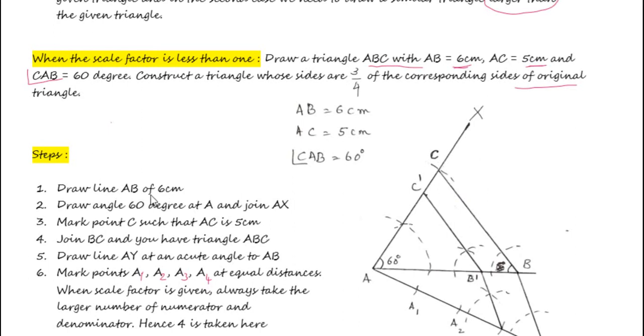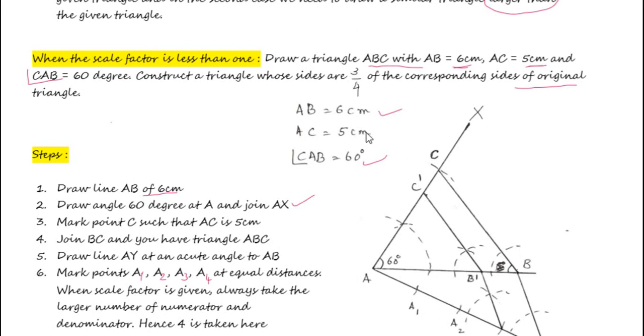Draw the line AB, 6 centimeters. AB is 6 centimeters. Then what is given? You have drawn AB. AC is 5 centimeters. Angle CAB is 60 degree. How to draw 60 degree at A? Draw an arc. Now with the same radius, cut this arc here. Join these 2 points and extend. Draw the line AX, that is 60 degree.